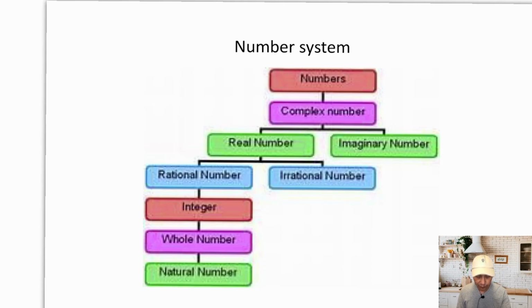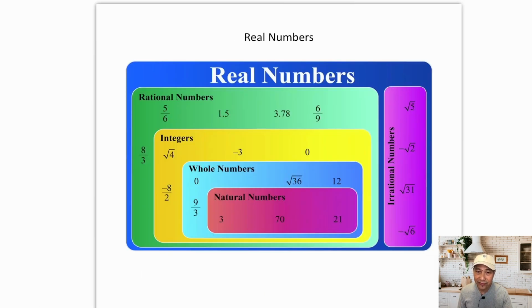Let's start with real numbers. These real numbers are the numbers we use in daily life. After that, we'll return to the entire diagram. In this diagram, let's start from the innermost part. The innermost part represents natural numbers. First, we need to understand what natural numbers are.